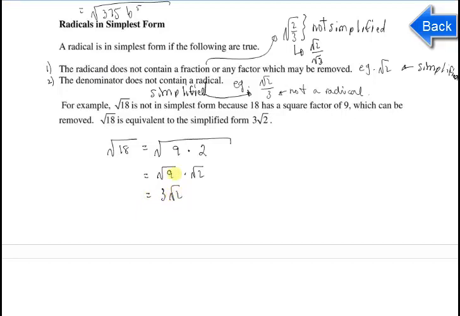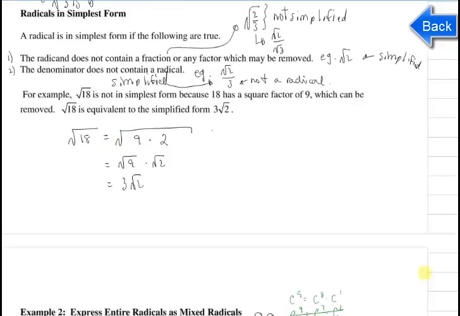Now, I wouldn't expect you to write this middle step. You can go straight from the first step, the square root of 9 times 2, to 3 root 2, because you can mentally take the square root of 9 to give you 3, as long as you remember to remove it from the square root bracket, because when you square root a number, you need to pull it out of the radical sign, okay? Because it means you're square rooting it. And so you're going to get 3 root 2.